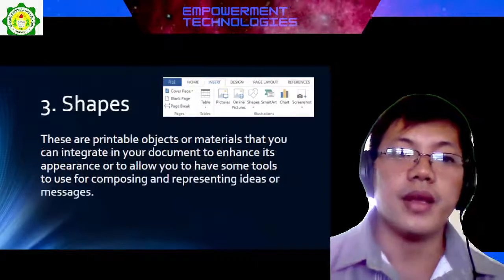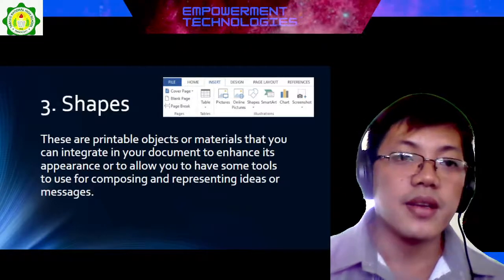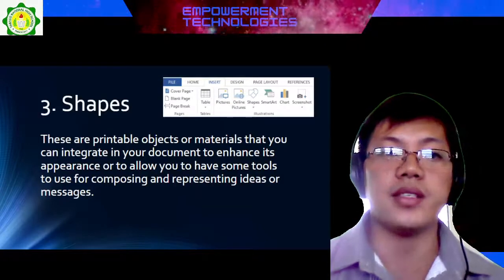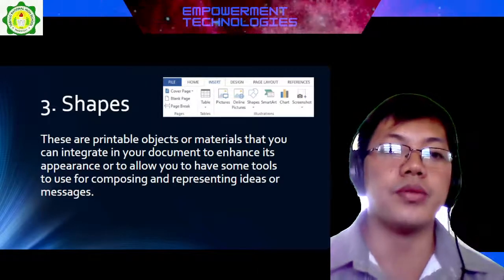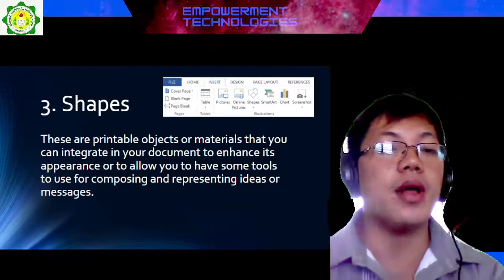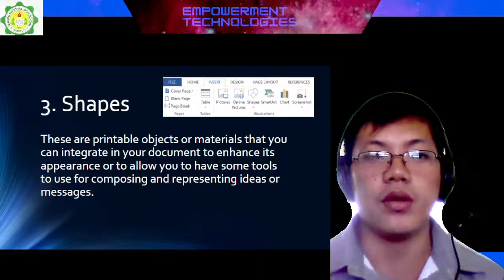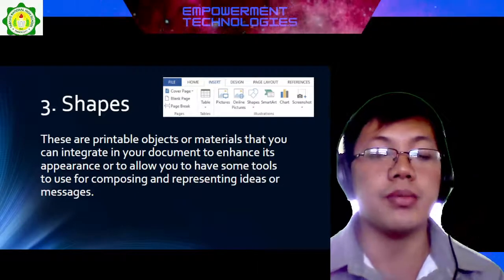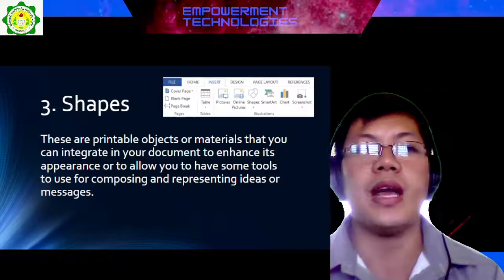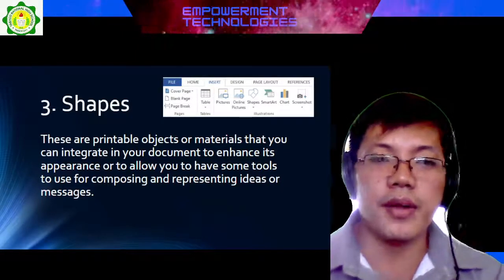Okay. The next one is the shapes. These are the printable objects or materials that you can integrate in your document to enhance its appearance or to allow you to have some tools to use for composing and representing ideas or images. Now, there are some other ways for you to animate the shapes that you'd like to integrate into your document. So you can put some shadows, some 3D animations on it. That depends. Okay, and later on I'm going to show you how to do that too.